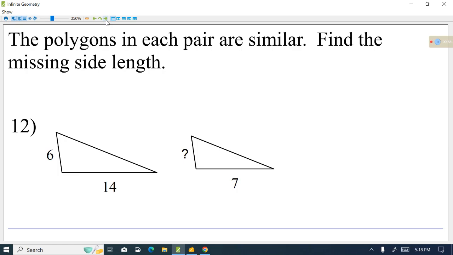So in this case, we do the same thing. We can see that X in this case would have to be 3, and we can see 7 times 2 would make 14, and 3 times 2 would make 6. So that's kind of the way similar triangles work.